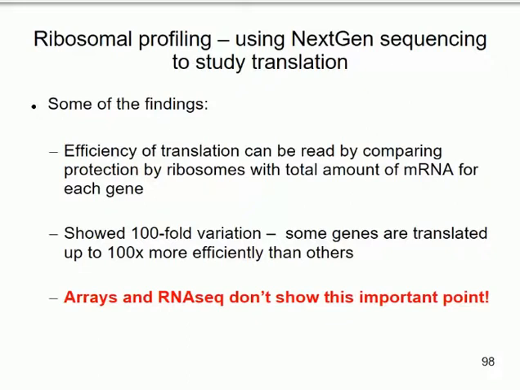And this is why the correlation between RNA-seq data, the transcriptome data, and the proteome is relatively poor, because the RNA-seq and the microarray methods don't pick up this variation. They just tell you how much message there is. Whereas ribosome profiling does pick up the information. And if you look at the correlation between ribosome profiling data and proteome data, it's pretty good. So you can actually get a good estimate of how much protein is being produced by looking at how many ribosomes are bound to a given piece of message. And all of that can be done using high-throughput sequencing.